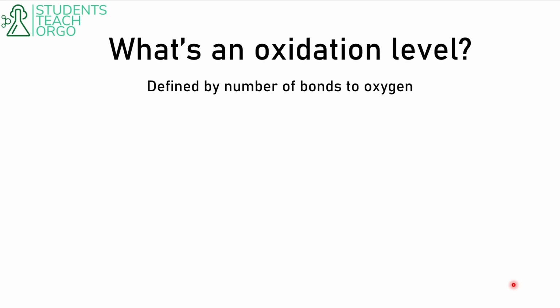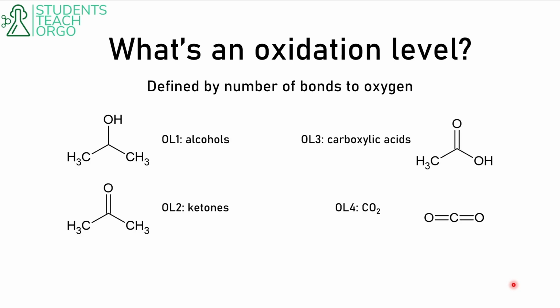Basically, an oxidation level just defines the number of bonds that a carbon has to oxygen. So there are four oxidation levels. The first one is the alcohol oxidation level, which you can see up here on the top left. You'll notice that this middle carbon has one bond to oxygen, so that is OL1, oxidation level 1. The second level is the aldehyde or ketone level down here, and you'll see that that same middle carbon now has two bonds to oxygen, right? Double bonded to this oxygen, so two bonds to oxygen. This is the second oxidation level.